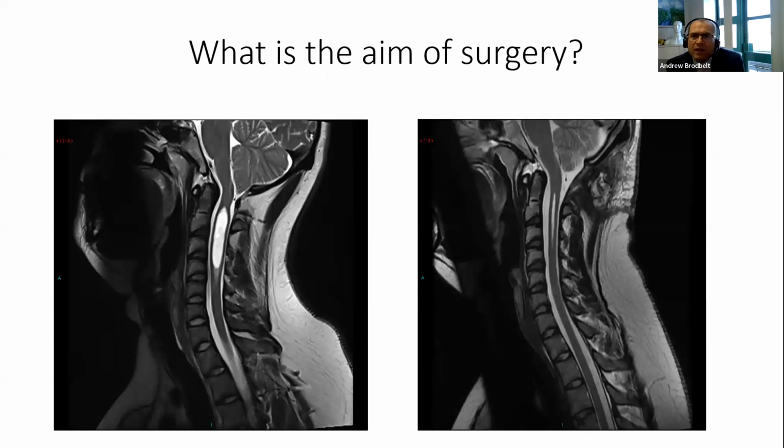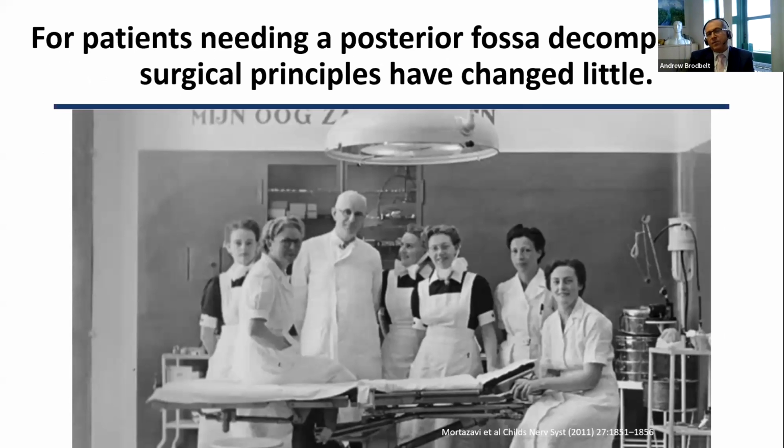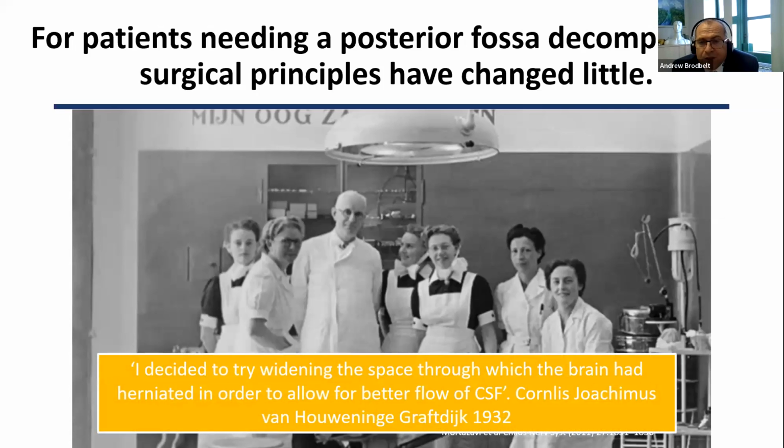What is our aim of surgery? A surgical success is not just a good scan. Success is also a functionally better patient avoiding complications. Let's start by thinking about a posterior fossa decompression. In 1930, a Dutch surgeon performed the first Chiari operation on a patient with myelomeningocele and hindbrain herniation. This is a photo of him in his operating theatre. In his paper, he stated that he decided to widen the space through which the brain had herniated in order to allow for better flow of CSF.